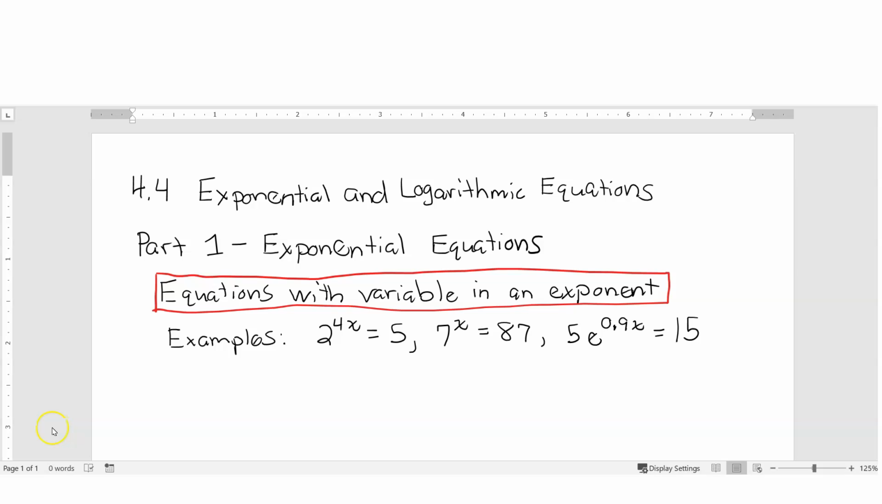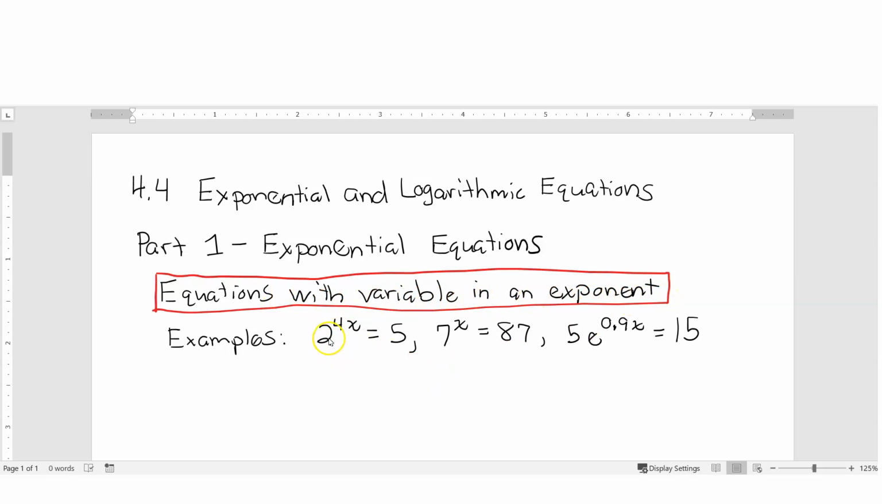In Chapter 4, we've been learning about exponential and logarithmic functions. In Section 4.4, we will now look at exponential and logarithmic equations. Part 1 of Section 4.4, we will look at just exponential equations. Then in Part 2, we will look at logarithmic equations.